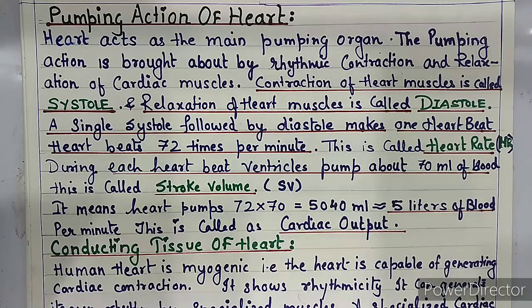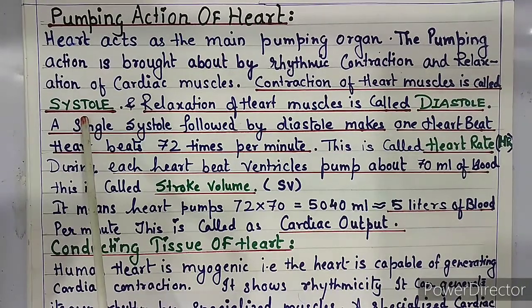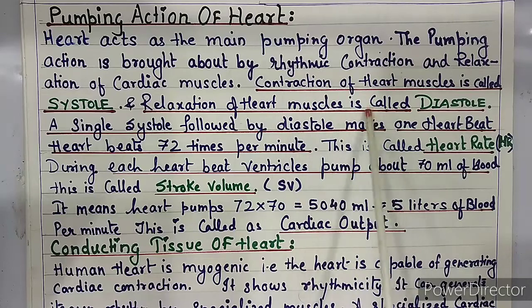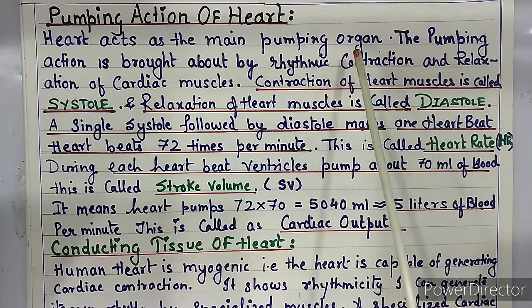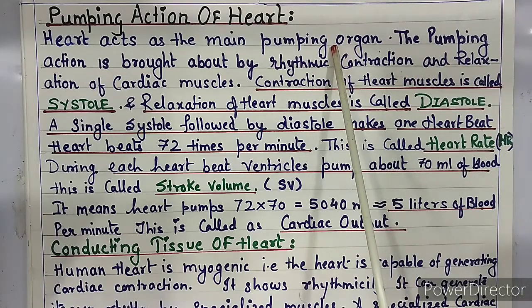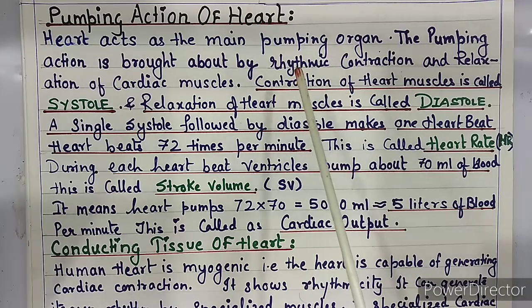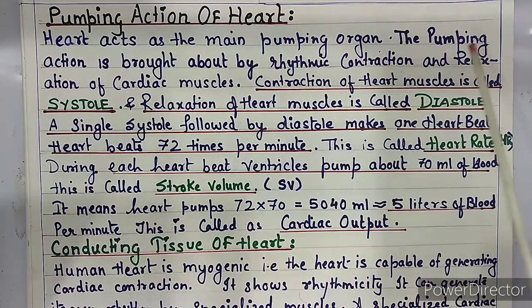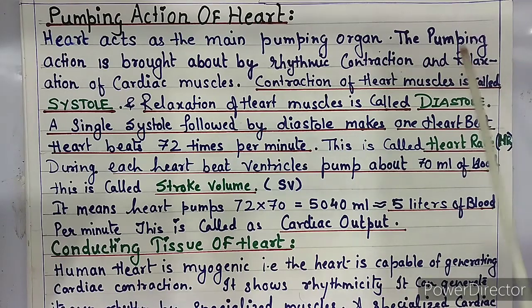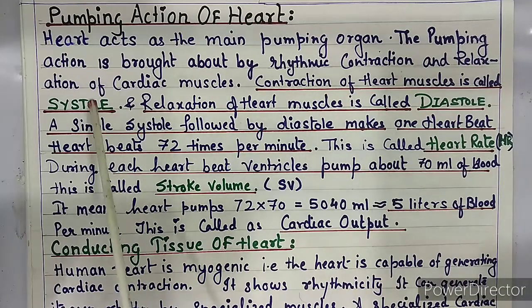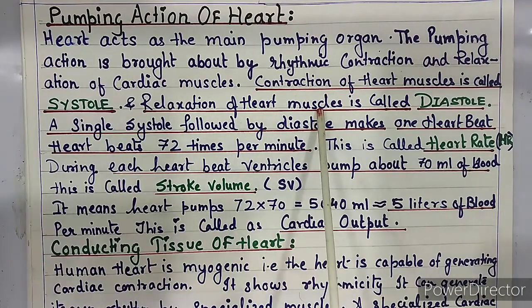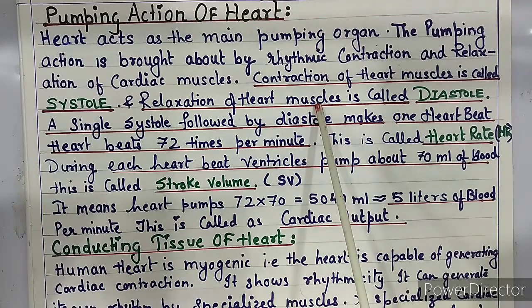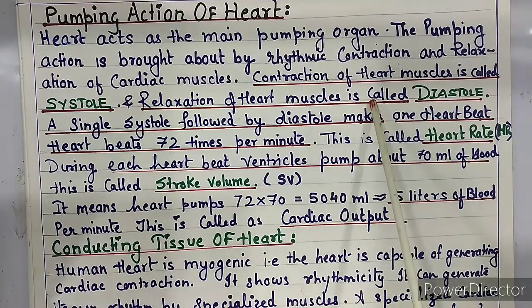So, children, contraction of the heart muscles is called systole, whereas relaxation of the heart muscles is called diastole. The heart, which acts as a pumping organ, brings about rhythmic and sequential contraction and relaxation. Contraction of the heart muscles is called systole, whereas the relaxation of the heart muscles, where the cardiac muscles relax to receive the blood, is called diastole.